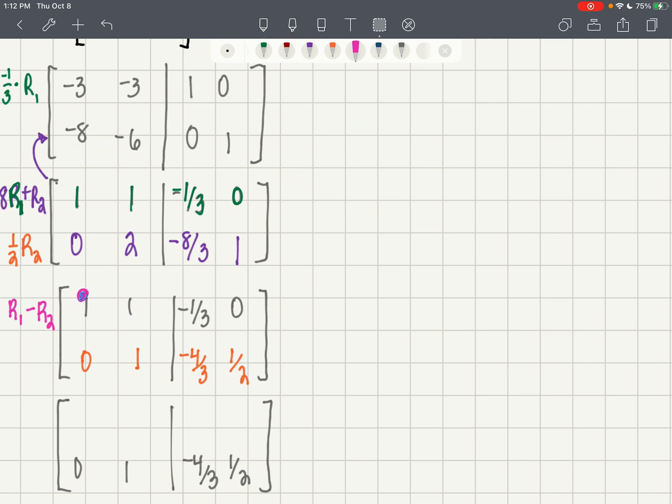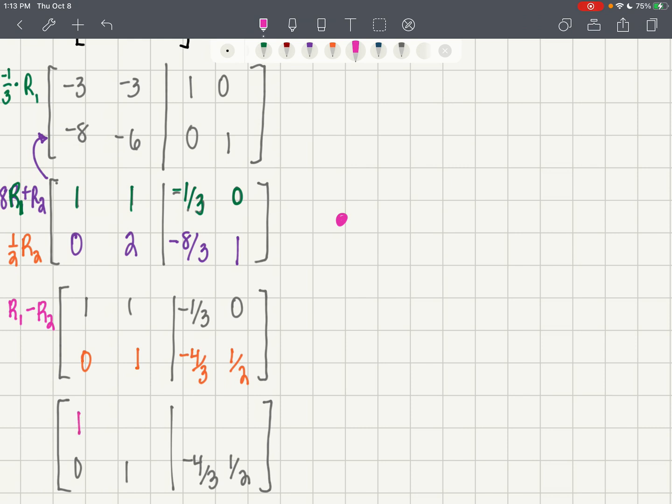So this is what I'm going to do. Row 1 minus row 2. So 1 minus 0 is going to be a 1. 1 minus 1 is going to be a 0. -1/3 minus 4/3, negative 1/3 minus a negative 4/3 is going to be positive 3/3. 0 minus 1/2 is negative 1/2. So that's what I'm going to write here.